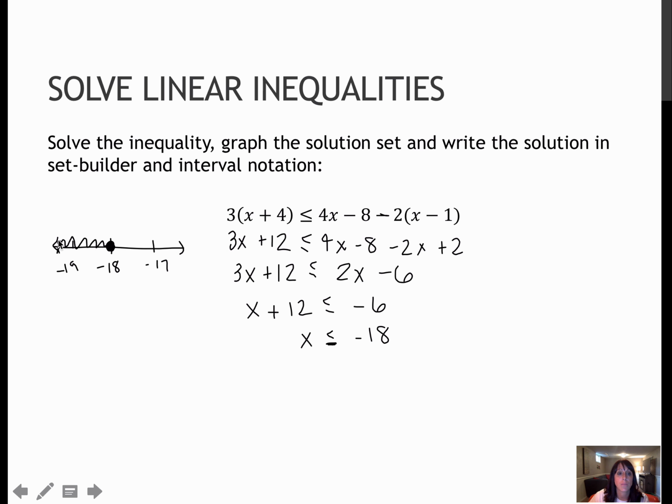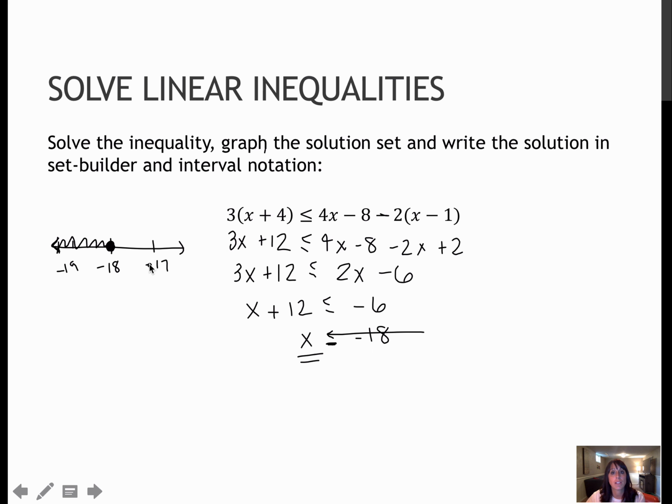Now, there is that shortcut that points the direction that you should be shading, but beware that the only time that shortcut works is when our first term is our variable term. If the variable is on the opposite side, the arrow is pointing in the wrong direction. So the inequality is solved.